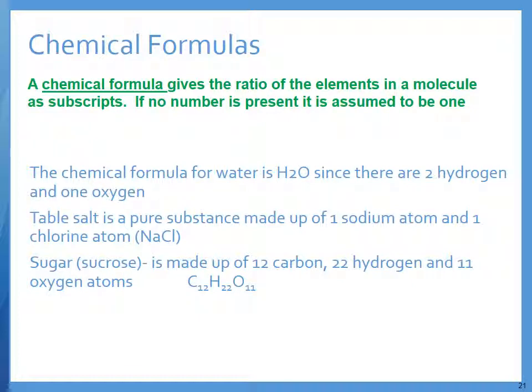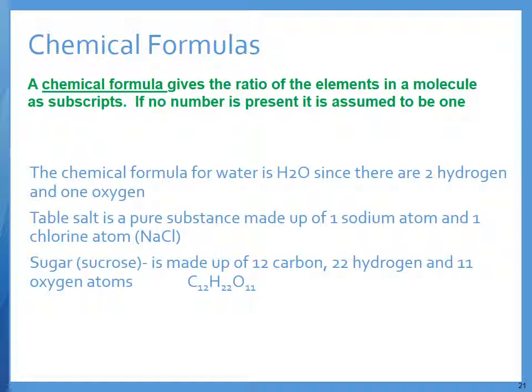Okay, like I said a minute ago, we can write chemical formulas. A chemical formula is just where we write the symbol for the element, and then we put the number of each element afterwards as a subscript. So you already know that H2O is made up of 2 hydrogen and 1 oxygen, and so that's the symbol H2O. Pure table salt is made up of 1 sodium and 1 chlorine atom, and so the chemical formula for salt is NaCl.